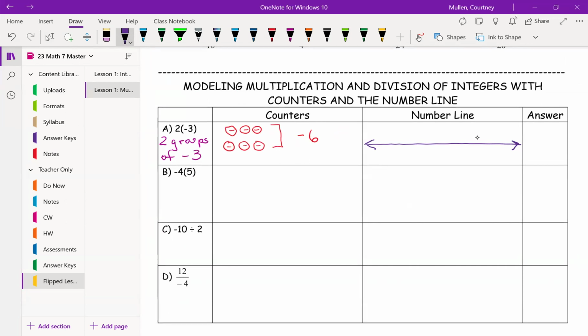Since we know we're going to be in the negative direction a bunch, I'm going to put 0 on the right. And since 2 and -3 are pretty low numbers, I'm going to make a scale of ones. Go ahead and number your number line with me.